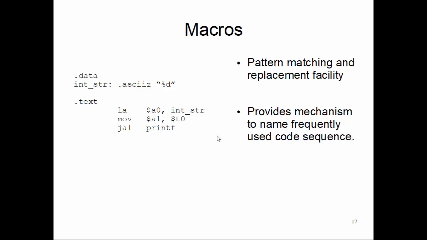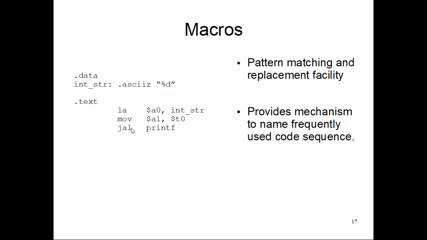So we are defining a frequently used code sequence and naming it. Let's take an example. Let's say I'm defining a data label, int_str, which is like ASCII Z, we know what that is, and defining it as %d. And then we are doing something like this, a series of code: LA, move, JL.